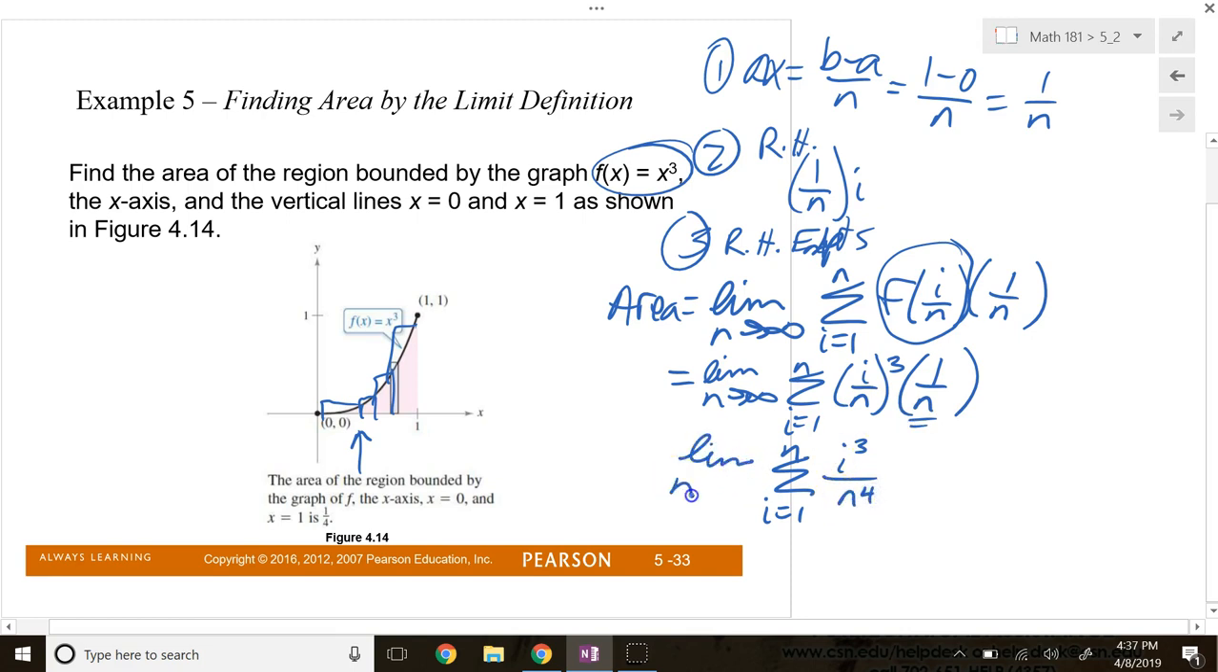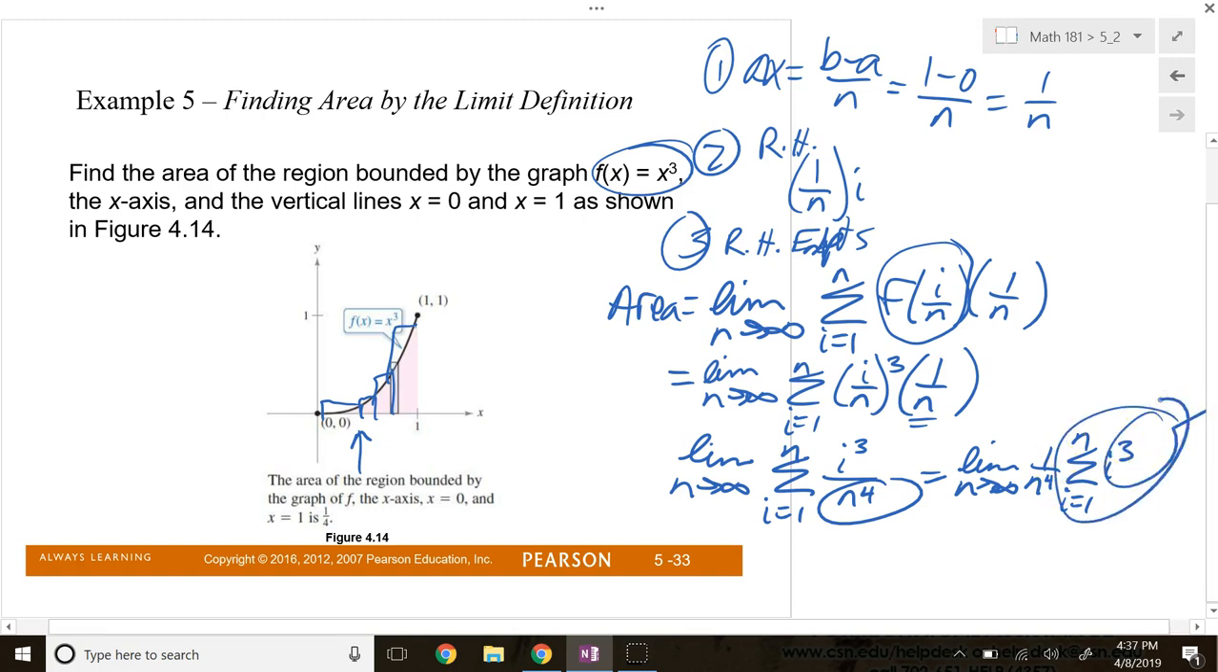Now remember, this n to the 4th is a number, right? So I can take that out front. So this becomes the limit as n goes to infinity of 1 over n to the 4th times the summation of i being 1 up to n of this i cubed. Now I have a formula for that right here.